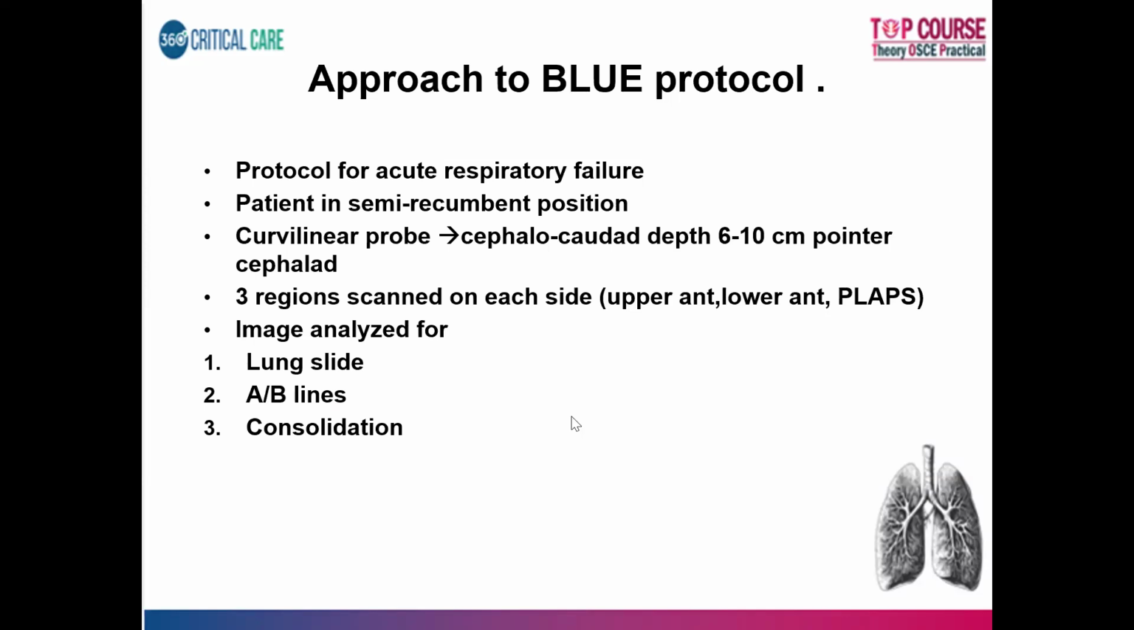Three regions should be scanned. Okay, remember that is very important. Semi-recumbent, curvilinear probe, cephalocaudal, 6 to 10 centimeter depth set. Okay, and these are the basic primary settings on the ultrasound machine.